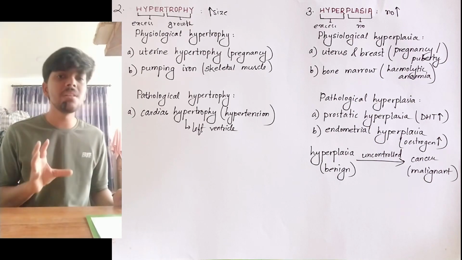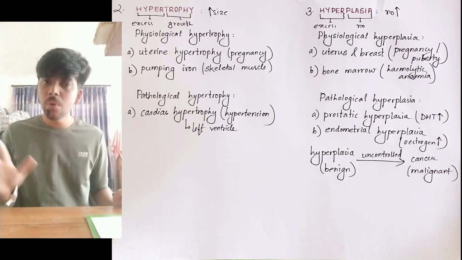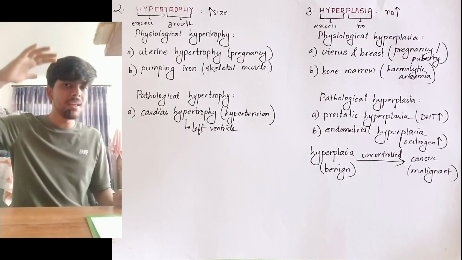Let's suppose a person is suffering from anemia. During anemia, the number of red blood cells decreases.